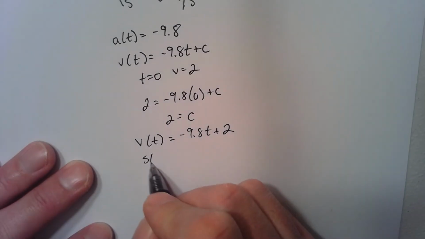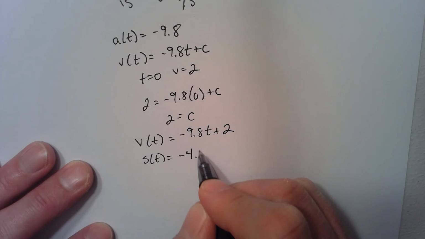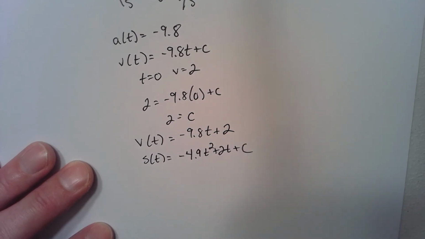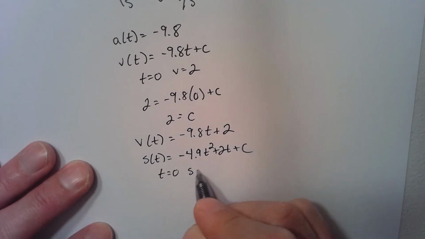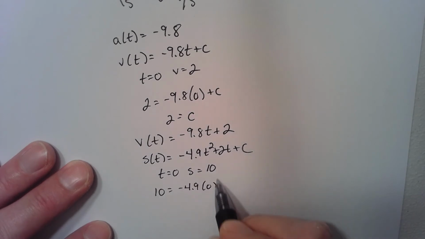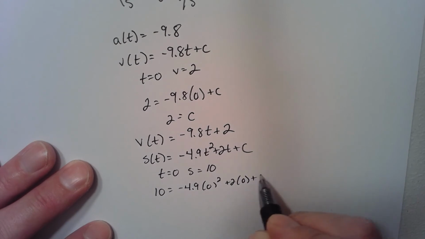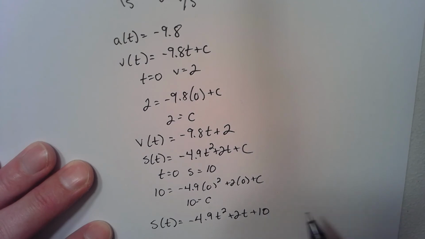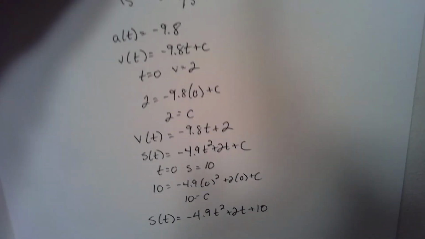Now we need to find our position equation. So s of t would be negative 4.9 t squared plus 2t plus c. And when time is 0, s is 10. We start 10 meters up. So 10 equals negative 4.9 times 0 squared plus 2 times 0 plus c. So c equals 10. So our position equation is negative 4.9 t squared plus 2t plus 10.